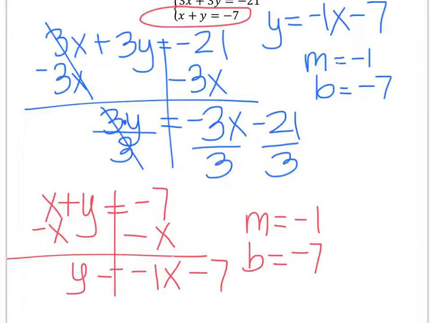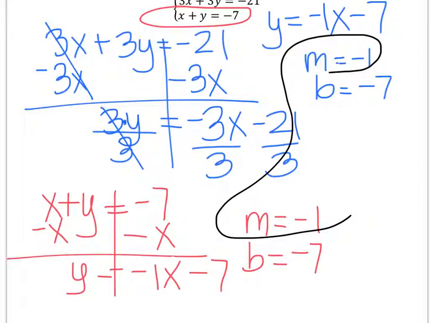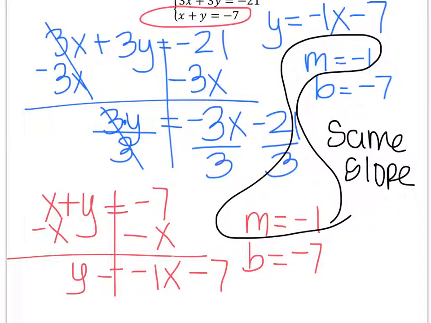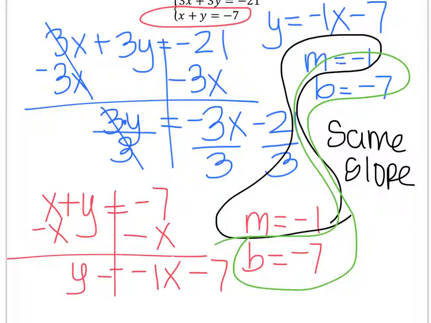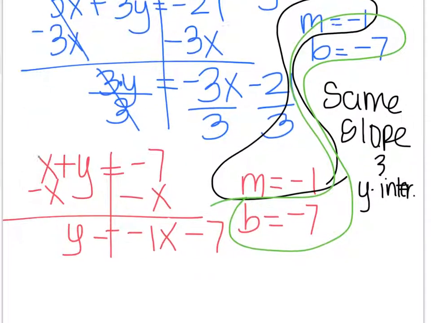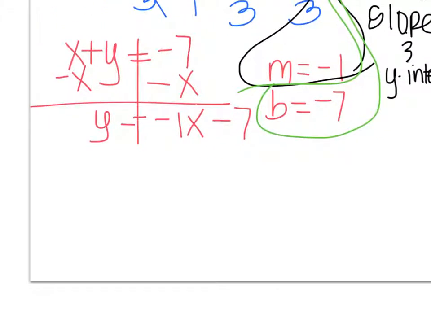Now let's go ahead and compare. My m, or my slopes, are the same. Same slope. My y-intercepts, or my b, are both negative 7. So I have the same slope and the same y-intercept. So when I have the same slope and same y-intercept, I end up with infinitely many solutions.